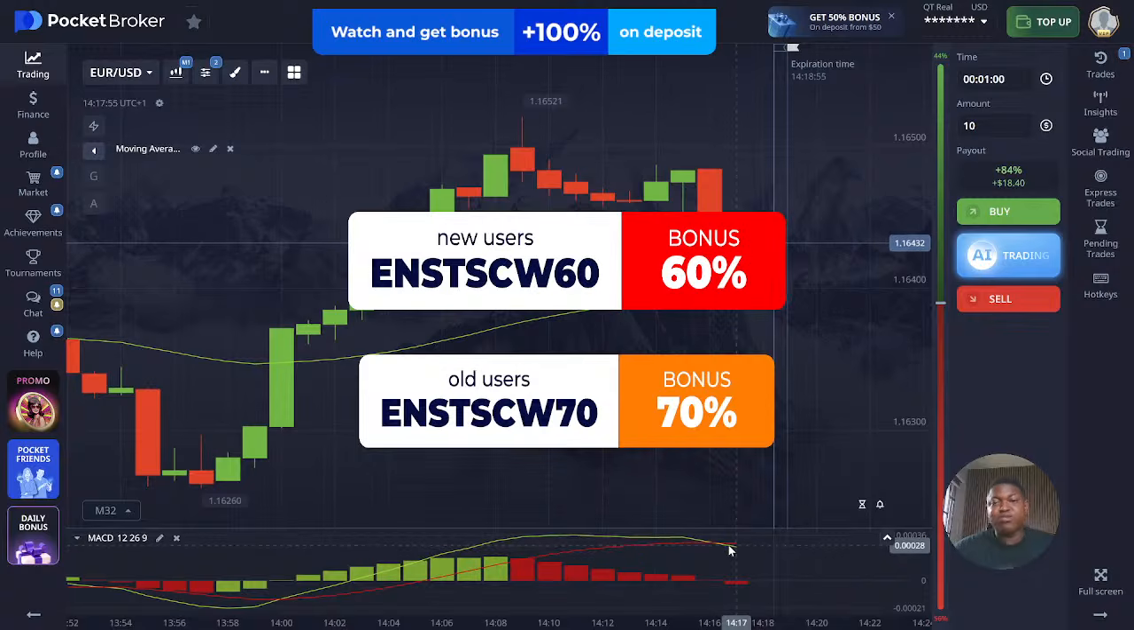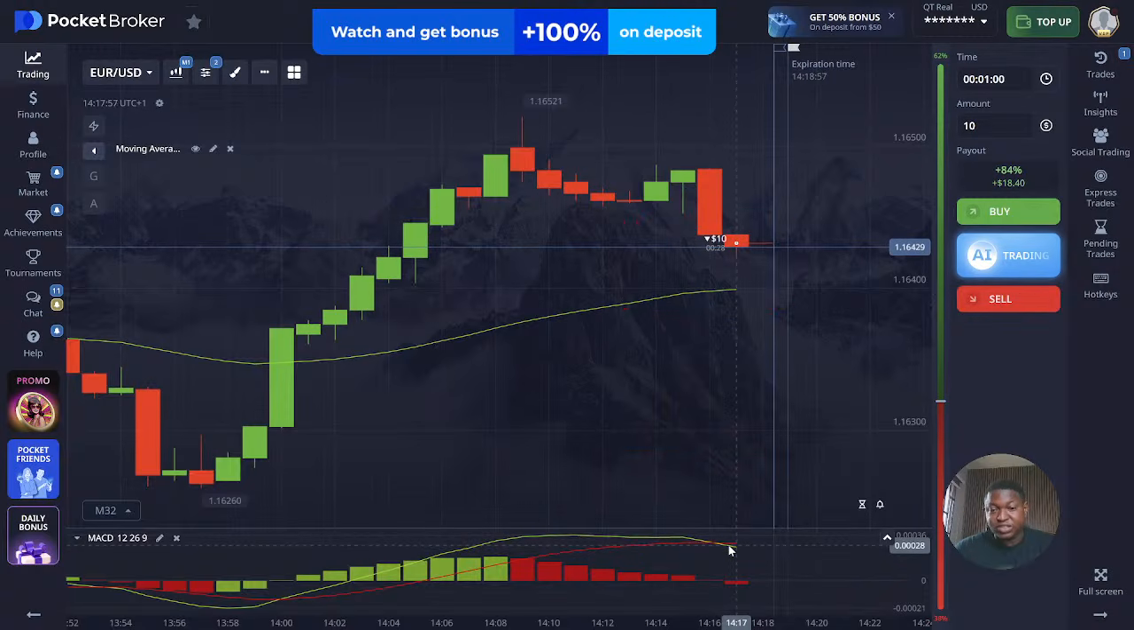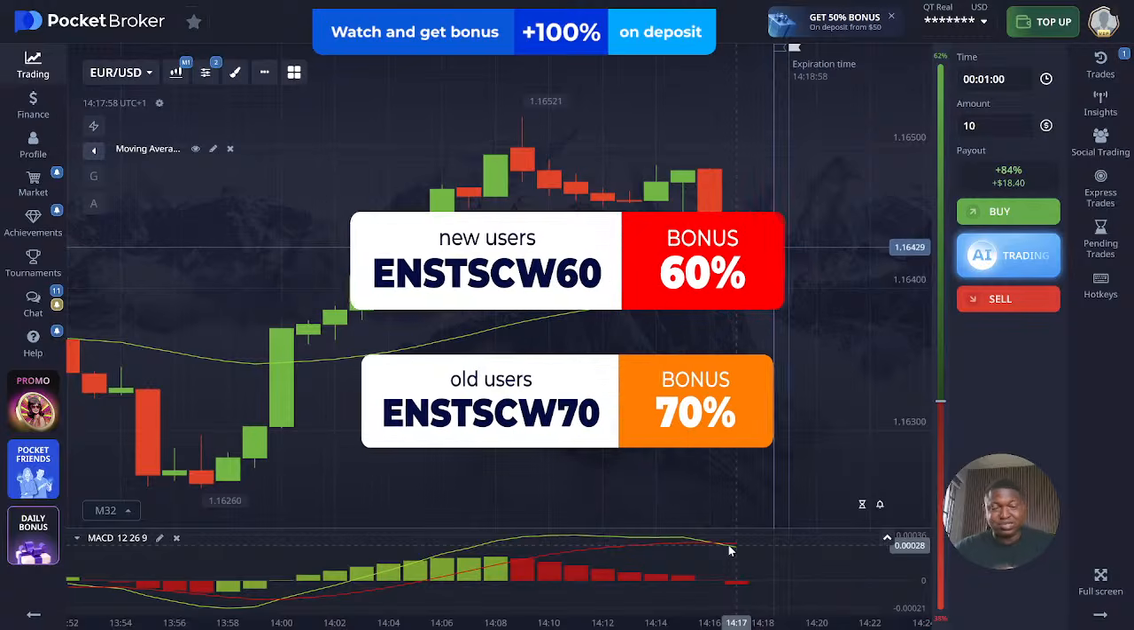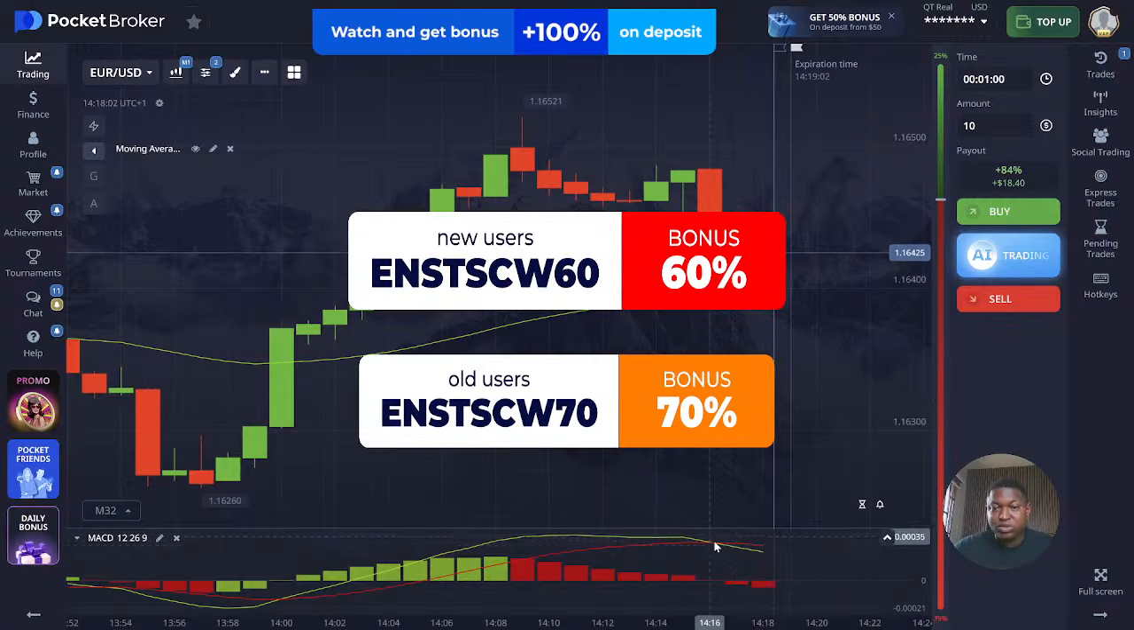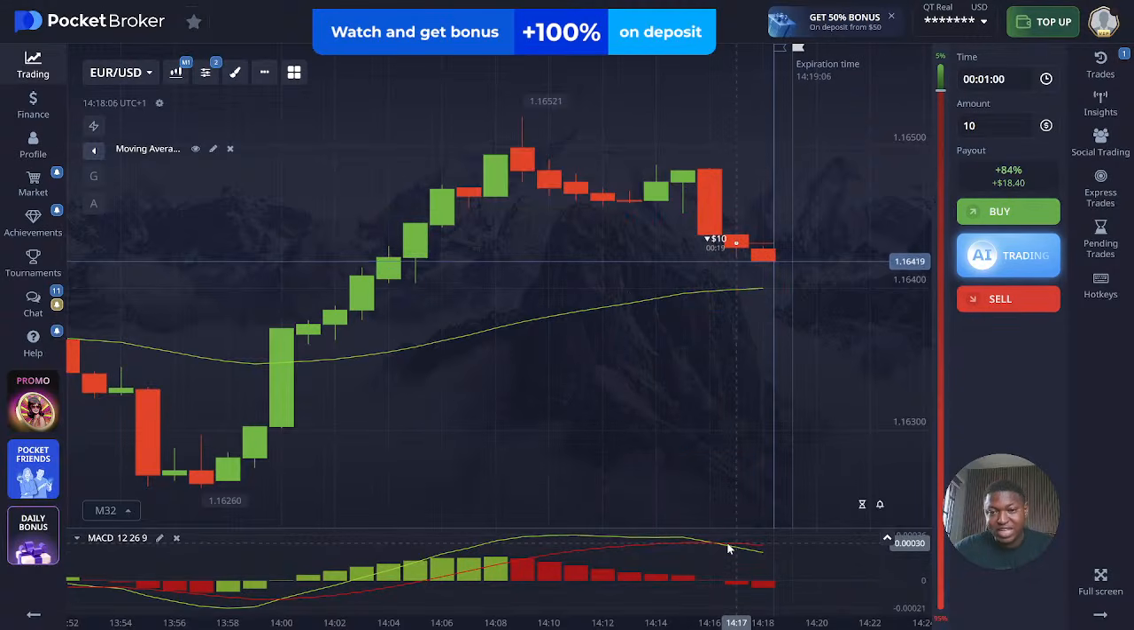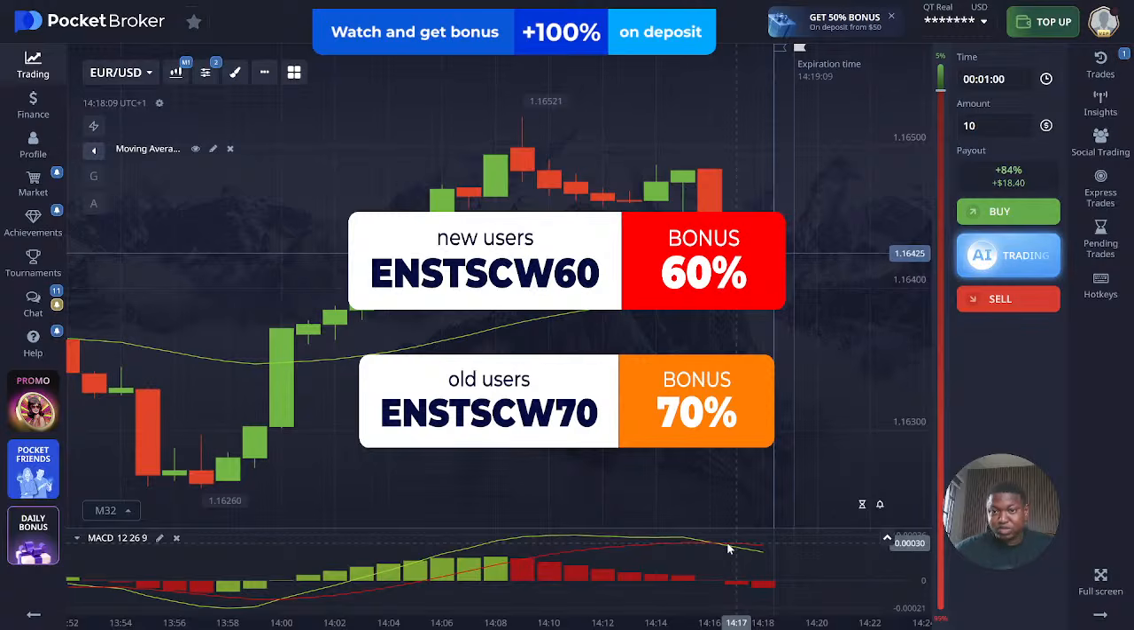We did not wait for double confirmation first before entering the trade. So that should be a risk you are willing to take. If you know you want to use only one confirmation, then you should be willing to take that risk yourself. Yes, you should be willing to take it. So let's see if we are going to win this trade because it already crossed.